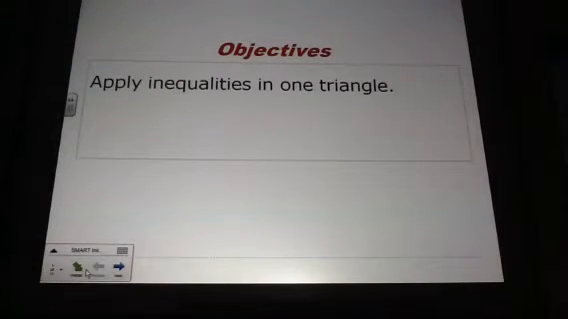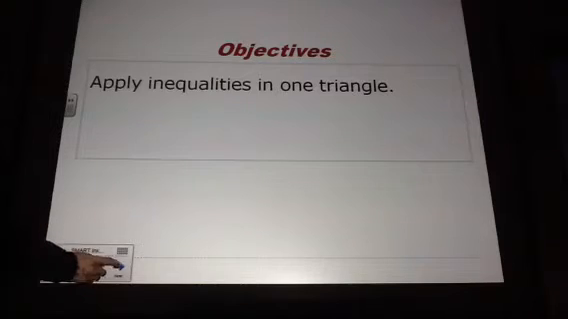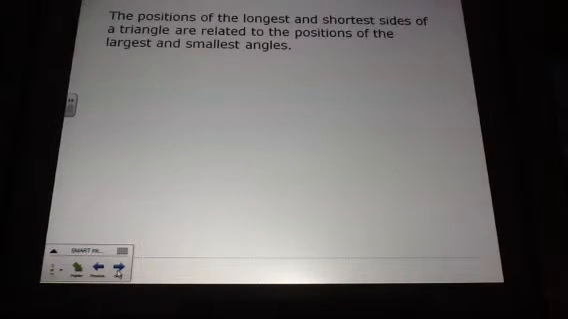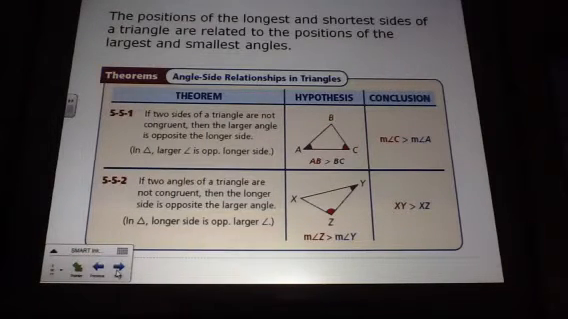Okay, class, today we're going to do 5-5, inequalities in one triangle. Our objective: apply inequalities in one triangle. The positions of the longest and shortest sides of a triangle are related to the positions of the largest and smallest angles. Angle-side relationships in triangles.